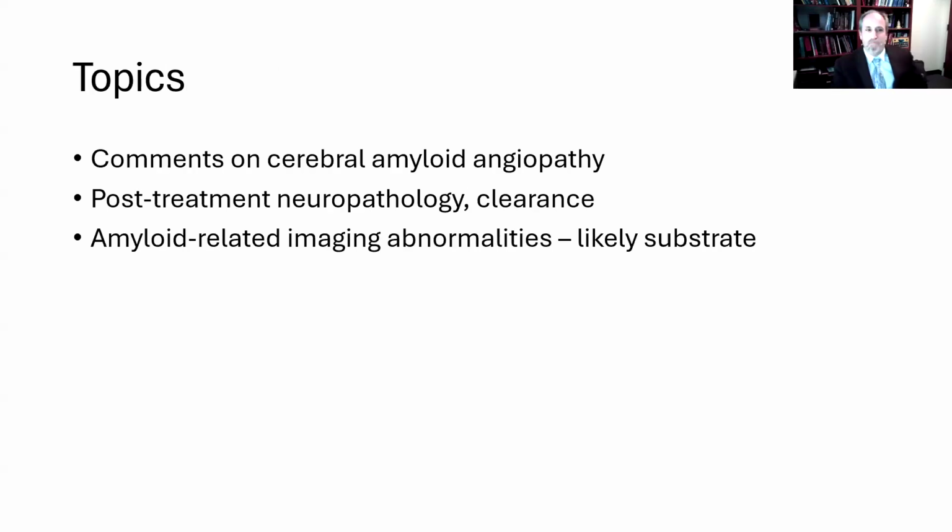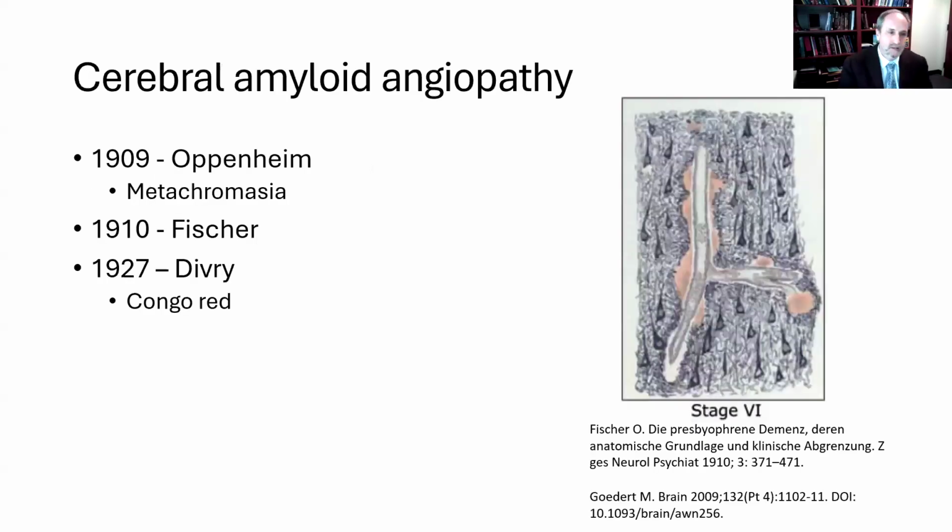So the topics we're going to cover are, I'll make a few comments on cerebral amyloid angiopathy, which is an emerging issue. Well, it's been an issue throughout, but it's becoming more and more important as these agents are coming on board. We'll talk a little bit about post-treatment neuropathology, what we know, and a little bit about amyloid-related imaging abnormalities and what the possible pathological substrates are.